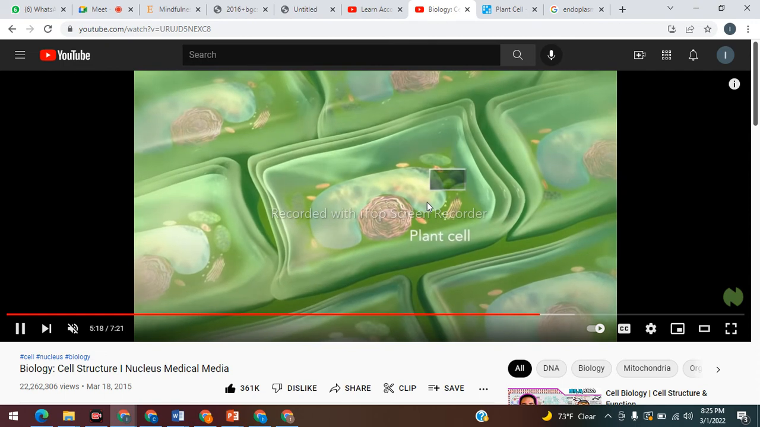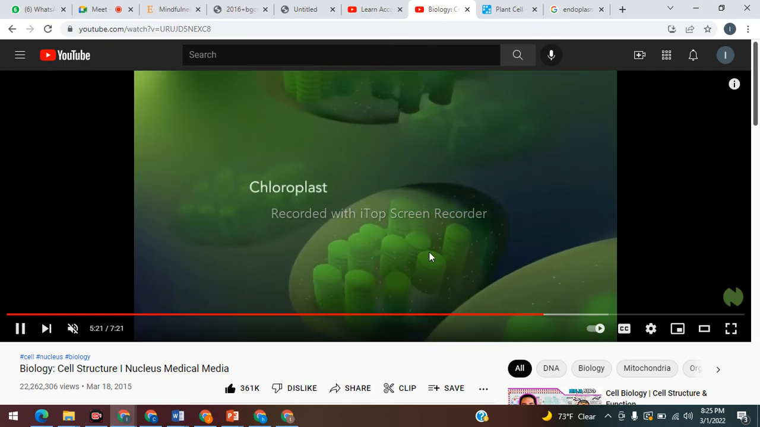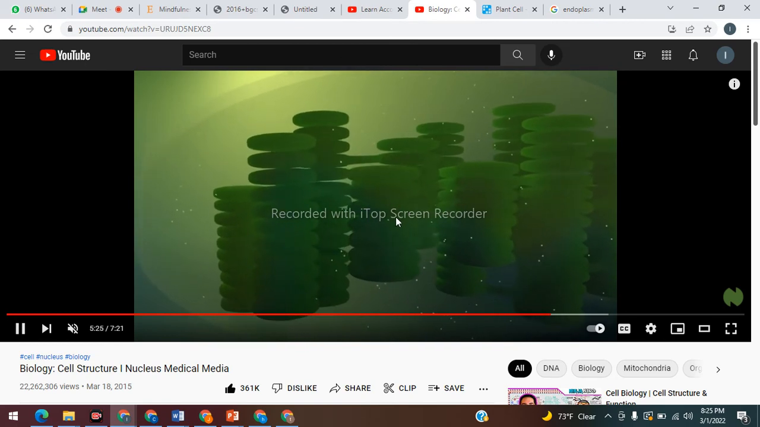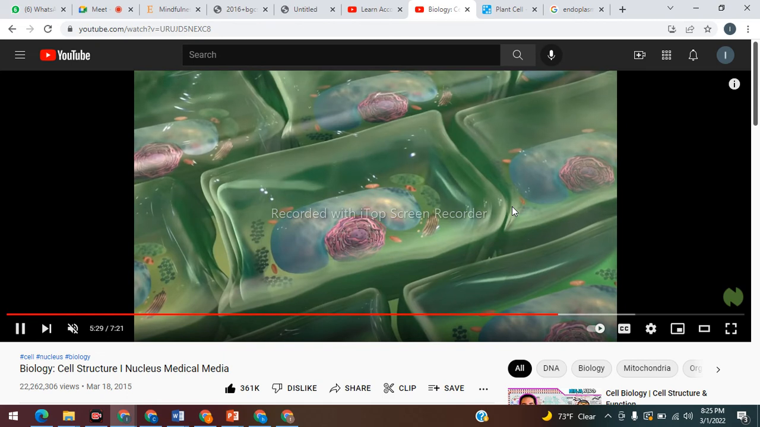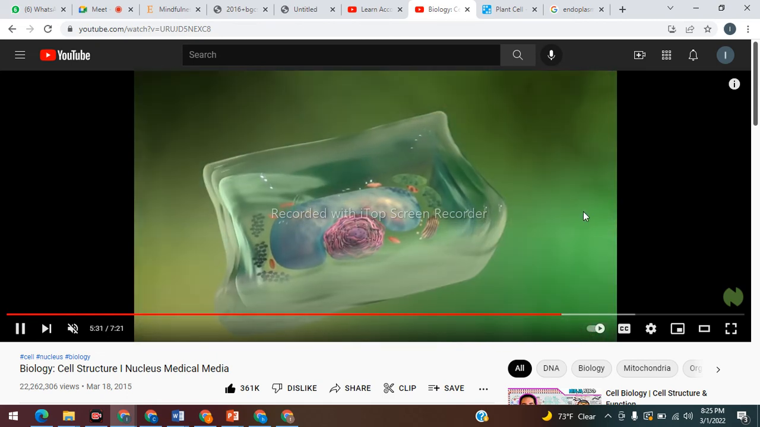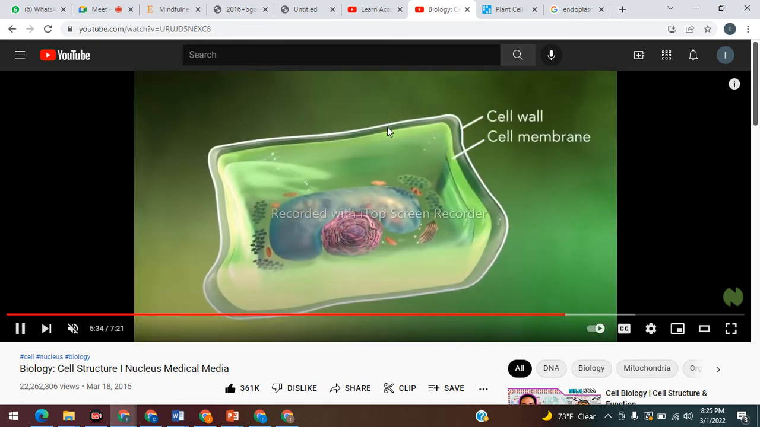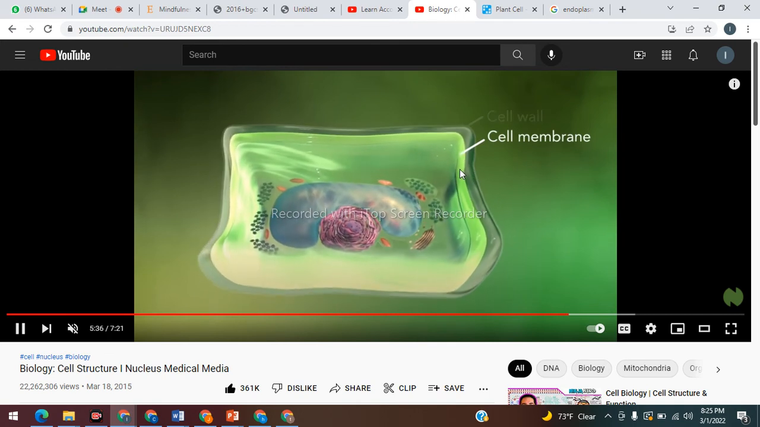And if we zoom in closer, we can see the what are these? Chloroplast. Inside here, we have chlorophyll. This is where photosynthesis is going to take place, right? So cell wall, rigid cell wall, cell membrane.